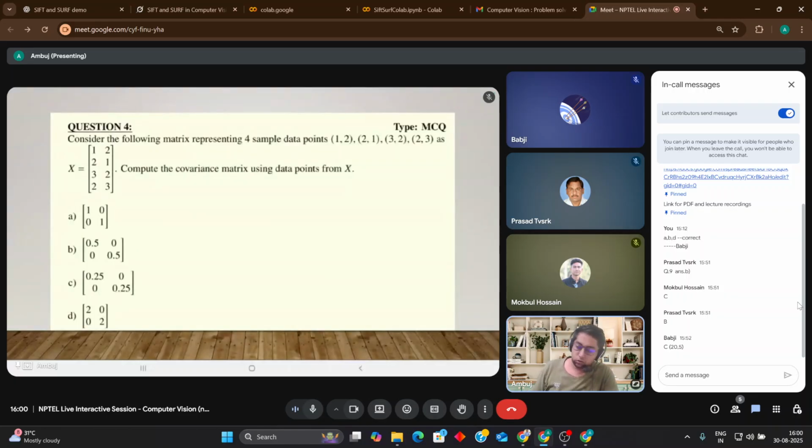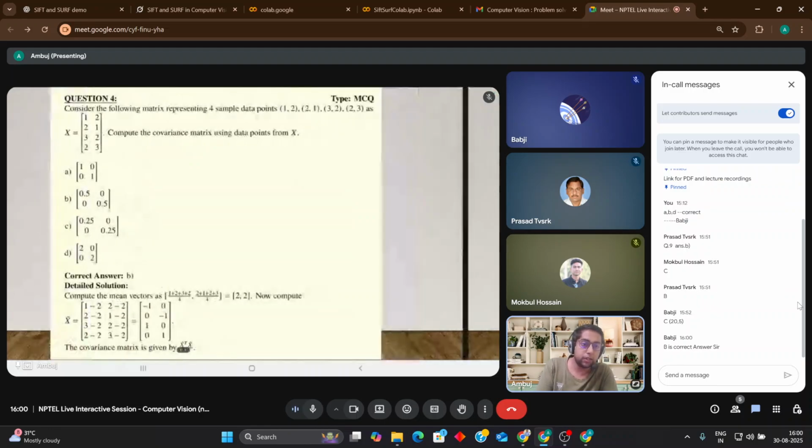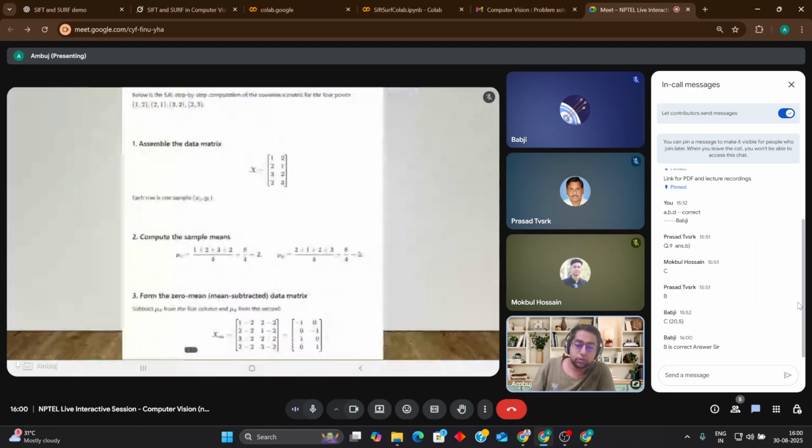I hope that you have noted this particular question. I just try to tell you in brief. The correct option would be option number B. Yes, B is the correct answer. Definitely you are correct, B is the correct option. Because for the full step-by-step computation, if you try to see the data matrix X that has been given to you.